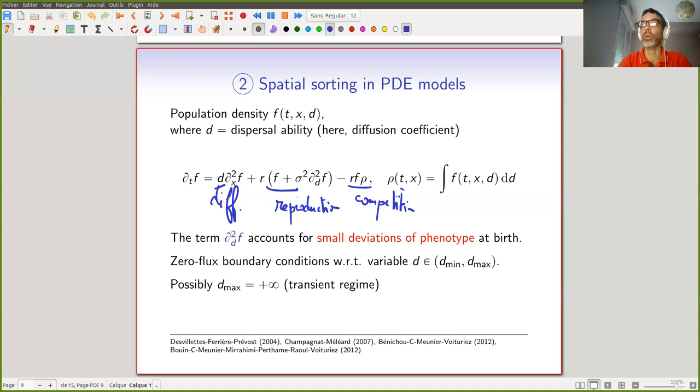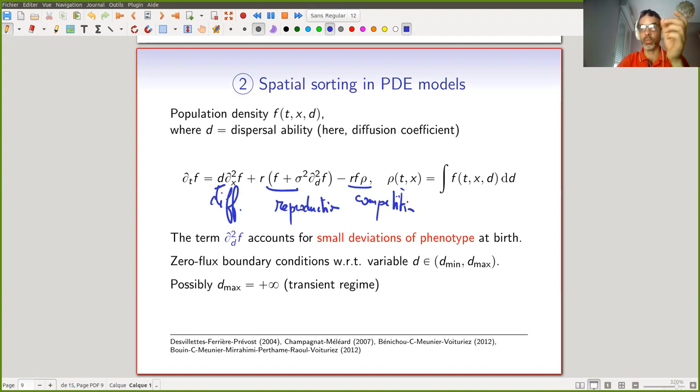Okay, so here's the question. If there is only one D, then you recover exactly KPP. This term doesn't really matter. So you get exactly diffusion, reproduction, and competition. So it's exactly Fisher-KPP. But now you have these slight variations in the phenotype.